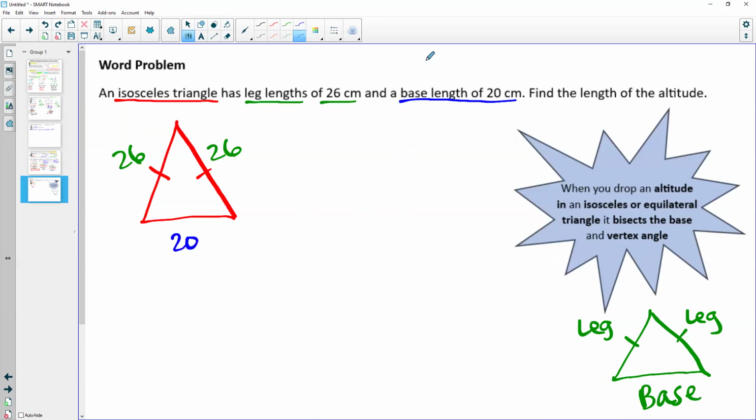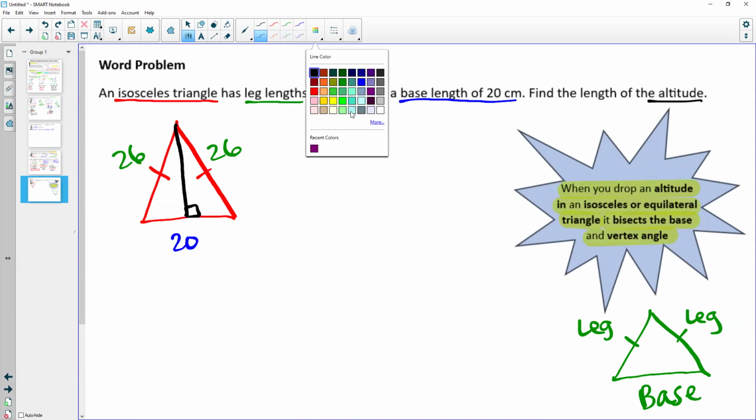All right. And they want you to find the length of the altitude. I purposely left this part out because I wanted to read it at this step. This part's extremely important. When you drop an altitude in an isosceles or an equilateral triangle, it bisects the base and the vertex angle. So watch what happens as we draw in this altitude. My altitude here goes from the vertex to the opposite side, creating a 90-degree angle. What this altitude does is bisect this top angle, which really isn't important for us for this problem.